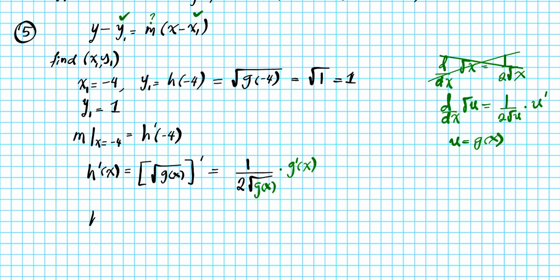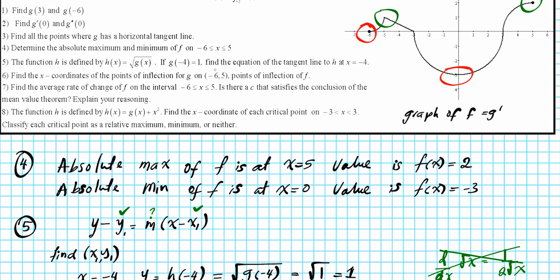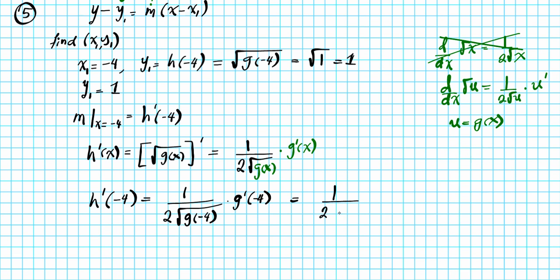Doesn't look very pretty, but we're just going to evaluate this derivative at -4. Okay, so we're going to have 1 over 2 root g of -4 times g prime of -4. I think we already worked that out before. G of -4 is what you get when you plug in -4 into g, and we were told earlier that g of -4 is 1, so that's what we're using. So 1 over 2 root 1 times g prime of -4.